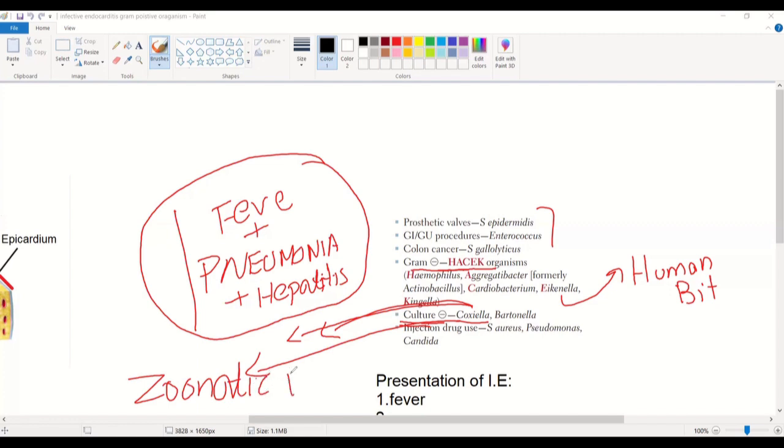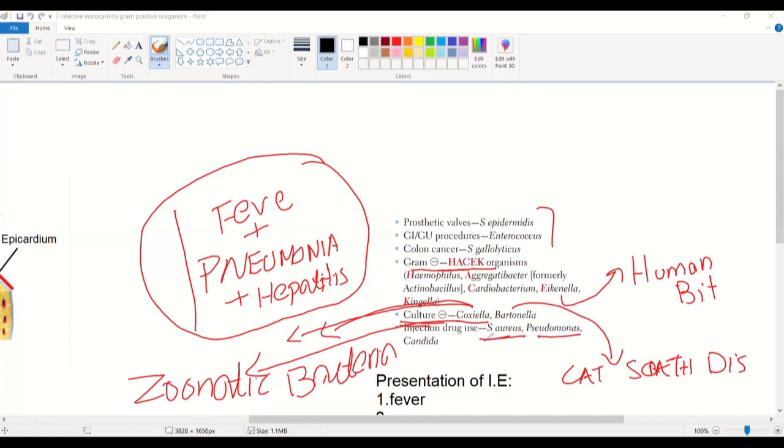What is a zoonotic bacteria? Bacteria that are transmitted through another animal, right? Yes. Can anybody tell me about Bartonella? Bartonella is associated with cats, cat scratch disease. And with injection drug use, Staph aureus, Pseudomonas. Pseudomonas is gram negative. Candida, we already discussed, right?